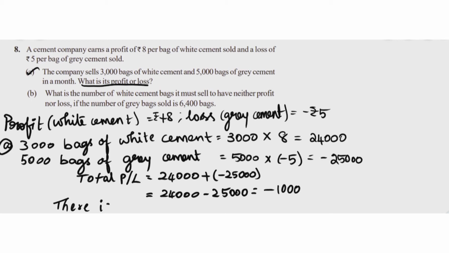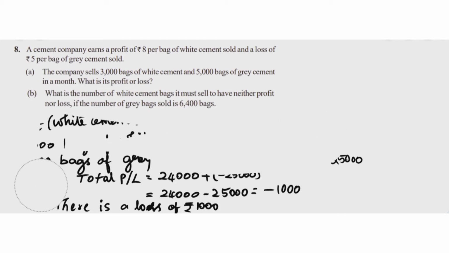So that is not a profit. There is a loss of rupees 1000. Why am I saying it is a loss? It is indicating a negative symbol, right? So I am saying therefore there is a loss of rupees 1000. I hope you understand this A part. Now we can move on to the B part.